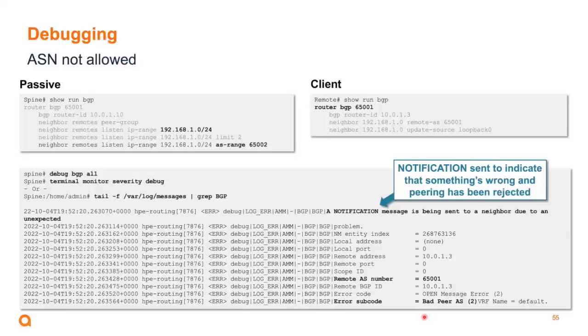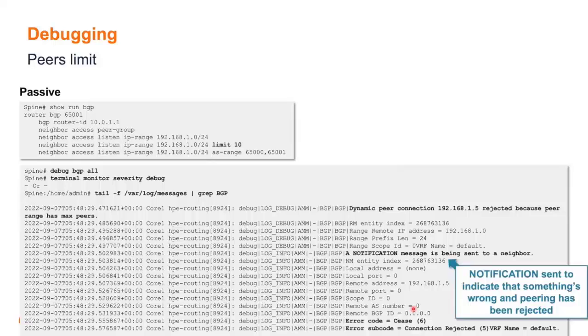Now, in case a peer has been rejected because of its AS number, you will get the trace as displayed here in the slide. It has to be noted that bad AS number is the only error which won't have a specific warning message. So you can identify it using the BGP error subcode, which will be set to bad peer AS. And finally, if we have already reached the maximum number of clients, we will also have a specific warning message that you can see here in the trace, and the error subcode will also be set to connection rejected.